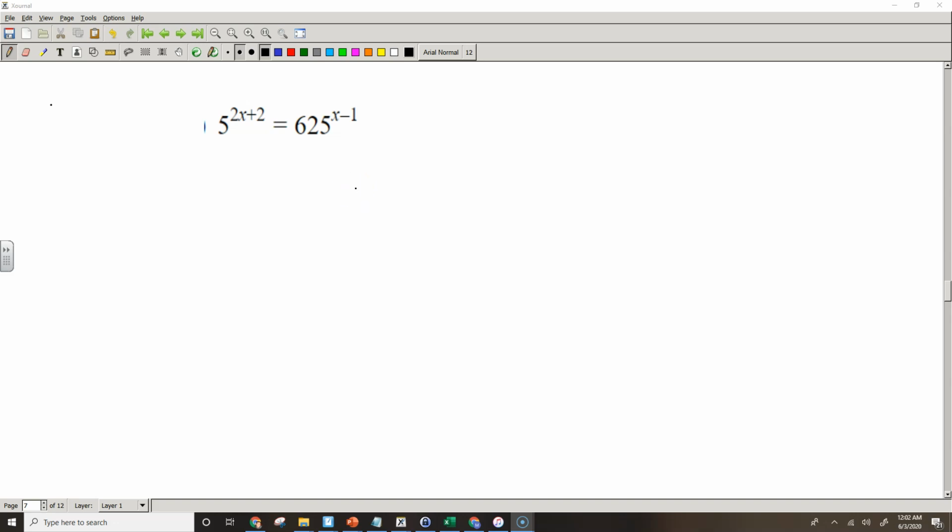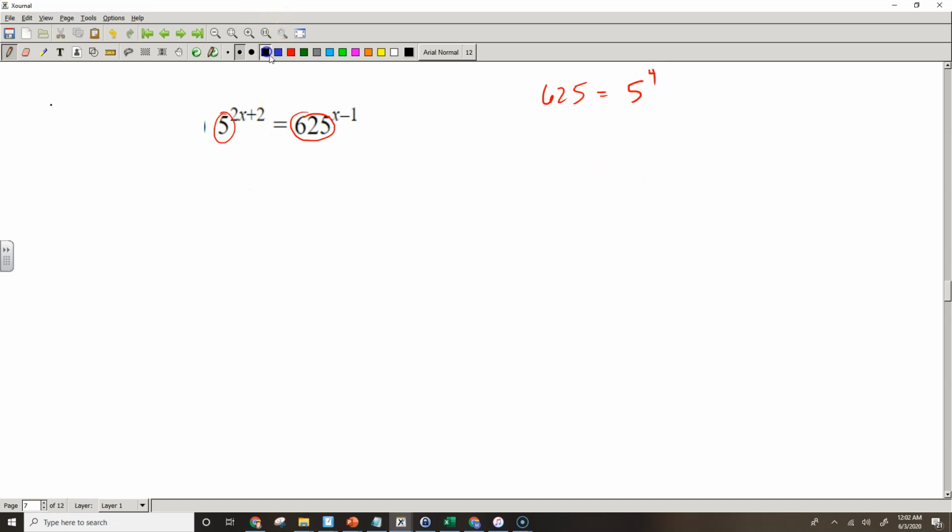We're going to try to use that strategy again of, can we somehow rewrite these bases so that they're the same base? Right now we have 5 and 625. The question really is, is 625 some kind of power of 5? Can I write 625 as 5 to the something? And the answer is yes, you can. It's kind of set up that way. So 5 to the 4th is equal to 625.